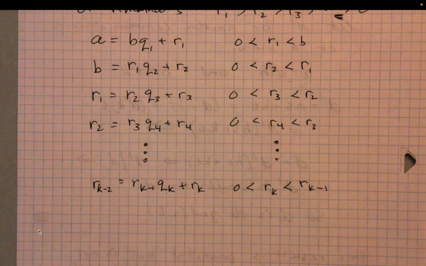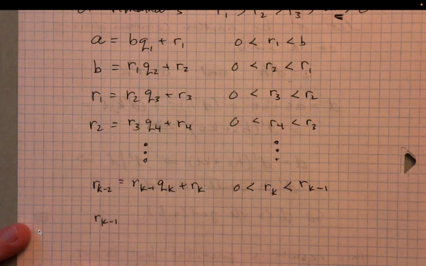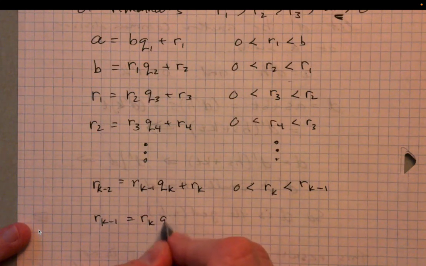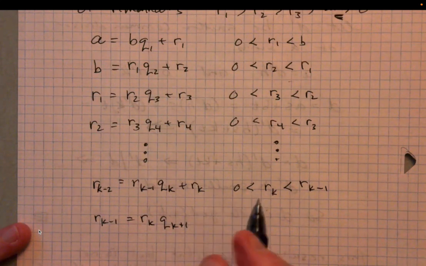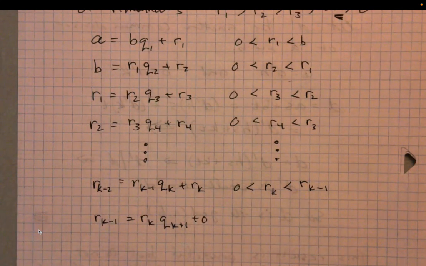All right, and then the final iteration would look like this. Rk minus 1 is equal to rk times qk plus 1. And in this case, at some point, the remainder will be 0 by necessity. It has to diminish to 0. Okay. Right. So the well-ordering principle is going to guarantee that the process must eventually result in a remainder of 0.